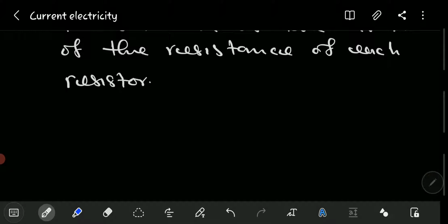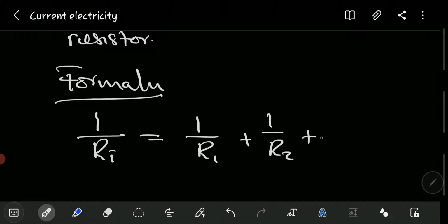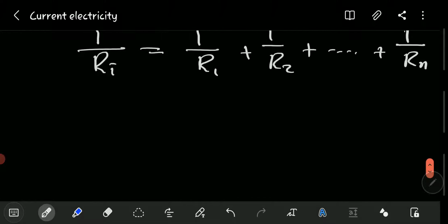However, mathematics in mathematics, the formula is just going to be 1 over R total is equal to 1 over R1 plus 1 over R2 plus 1 over Rn, which is the resistance of the nth resistor, because we may have a given number of resistors that are connected in parallel. So how do we use this?